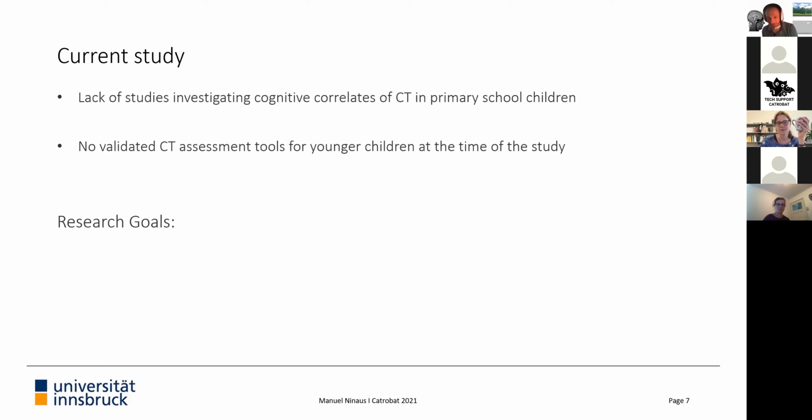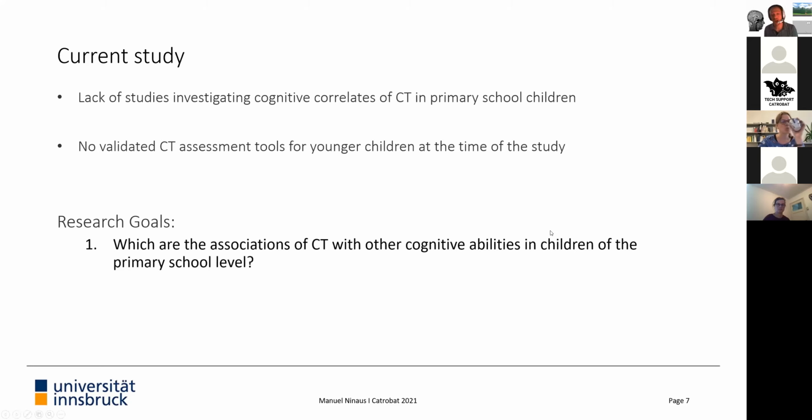At the time of our study, there was no other validated CT assessment tool for younger children. So we had two research questions for the current study. First, what are the associations of CT with other cognitive abilities in children at primary school level? And second, can we measure CT ability in primary school children using an adaptation of a CT test designed for older children?